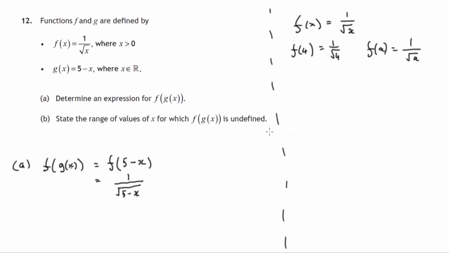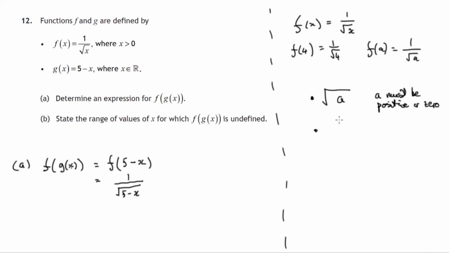So let's now have a look at the second part of this question. State the range of values of x for which f of g of x, that's this function here, is undefined. Now, when we put values into an expression like 1 over root 5 minus x, problems arise from two cases really. If we're taking the square root of something, it must be positive or 0. We cannot find the square root of negative numbers as a real number. If we're wanting a real number answer, we can't take the square root of a negative number. So there's the first restriction. If we put in a value of x that made 5 minus x negative, then we'd be in difficulty.